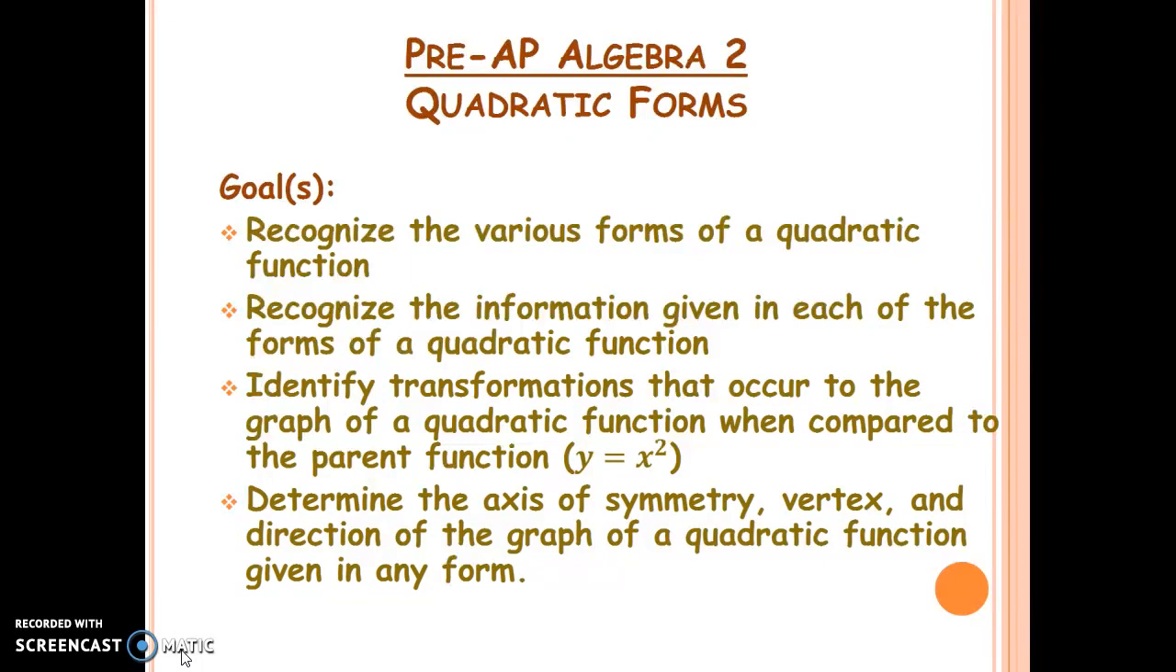Our goals for this video are to recognize the various forms of a quadratic function, recognize the information given in each of the forms of a quadratic function, identify transformations that occur to the graph of a quadratic function when compared to the parent function, y equals x squared, and determine the axis of symmetry, vertex, and direction of the graph of a quadratic function in any form. So far we've only talked about vertex form for a quadratic, and there are two other forms that we're going to discuss in this video.